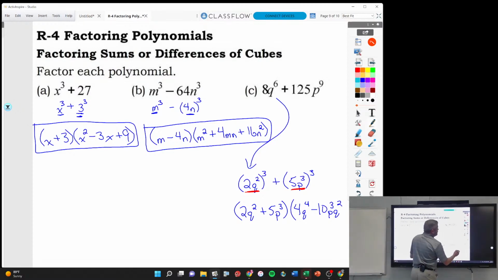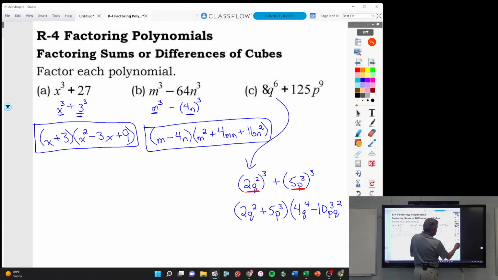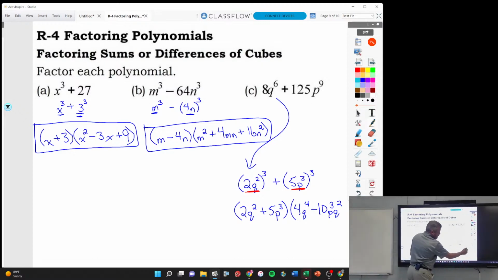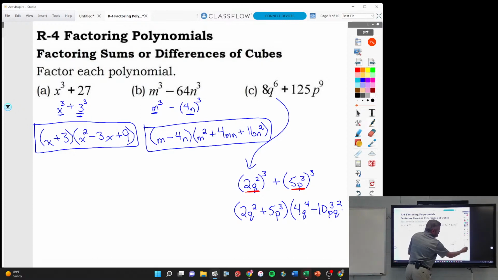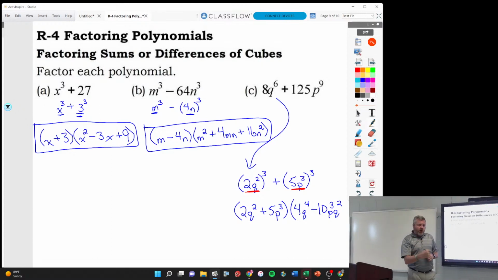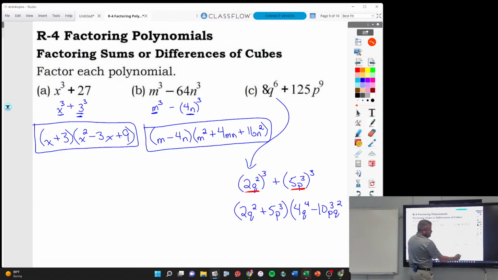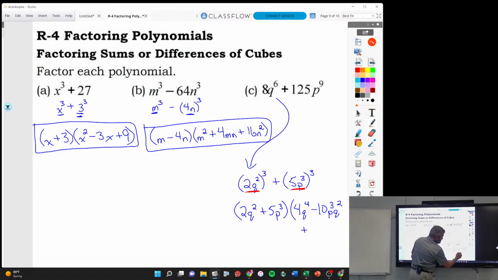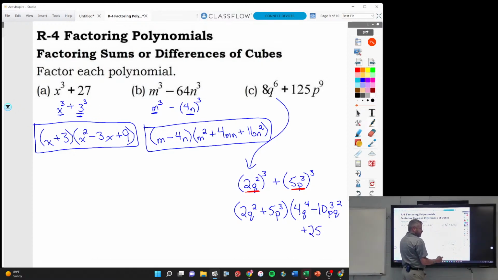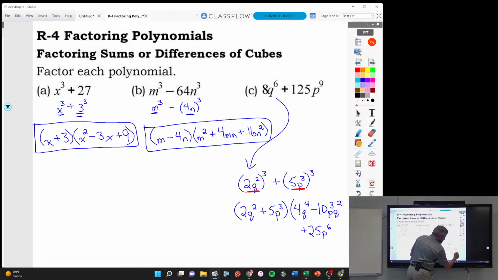Okay, running out of space here. I don't remember how to move it, so I'm just going to move over to the next line. My last piece of this is going to be y squared. Well, my y is 5p cubed, and it's always plus. So plus 5 squared is 25. p cubed squared would be p to the 6th. And so there's the answer to part C.